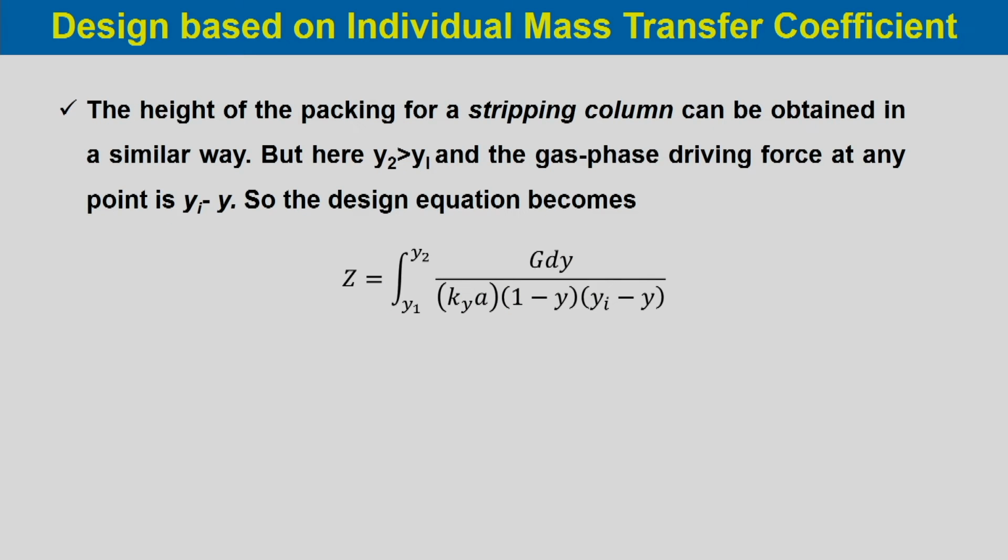The height of packing for a stripping column can be obtained in a similar way, but here y2 should be greater than y1 and the gas phase driving force at any point is yi minus y. So, the design equation will change to z equal to integral y1 to y2 of G dy divided by kya into 1 minus y into yi minus y. So, almost a similar procedure will be followed in the design of the packing for the stripping column.